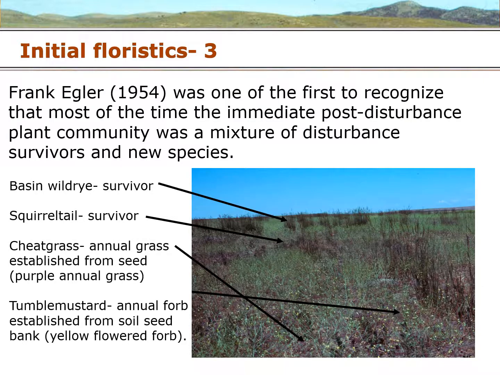Frank Egler was one of the first to recognize that most of the time the immediate post-disturbance plant community was a mixture of disturbance survivors and new species. In this Wyoming big sagebrush community that burned, we have basin wild rye as a survivor, and squirreltail is another survivor that was in the plant community prior to the fire and survived. And then we also have new species, cheatgrass and tumble mustard, that came in and established from seed.